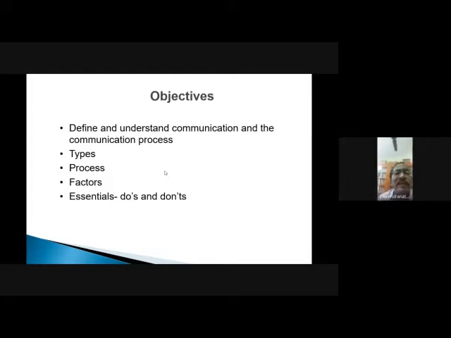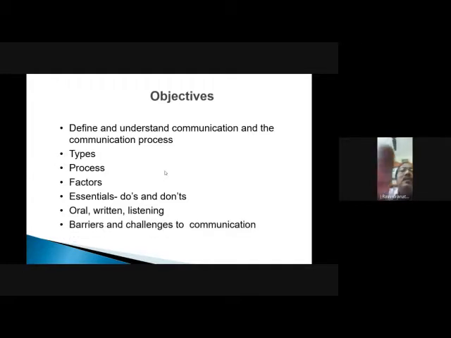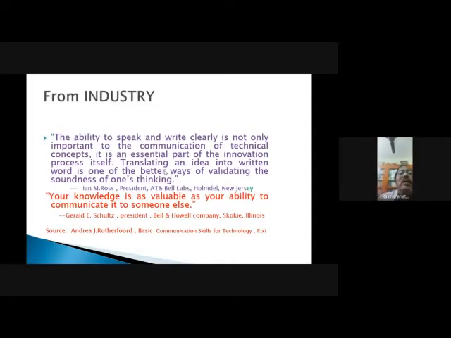Now, next slide, please, Kishore. Next slide. Barriers and challenges to communication. What is communication? See, this we can think of it, right? Communication, the very word has come from a Latin term communicare, which means to impart or to share knowledge.